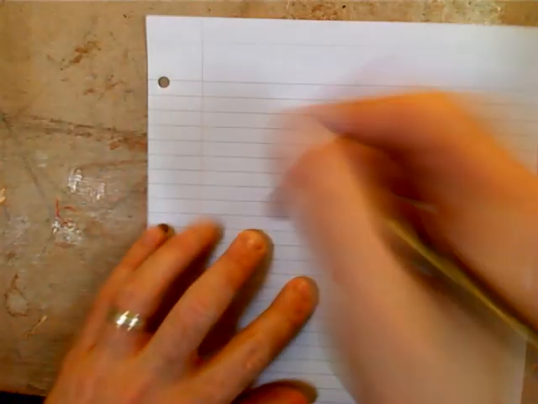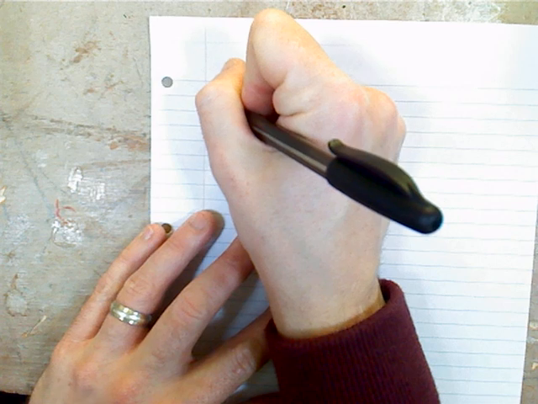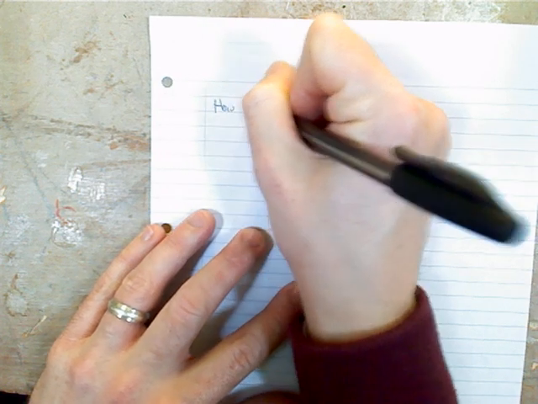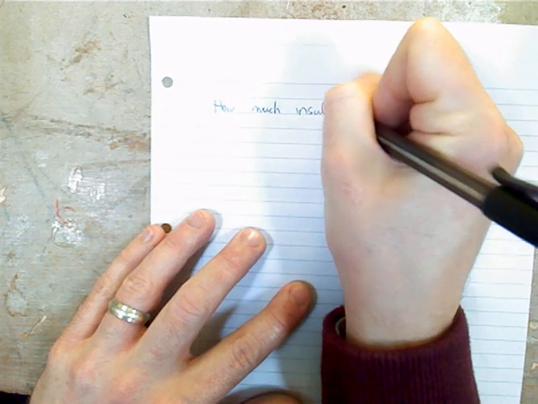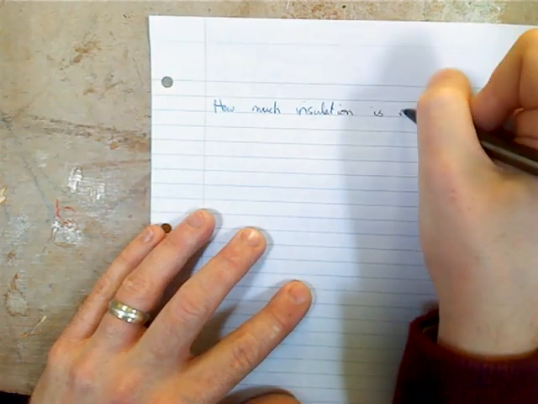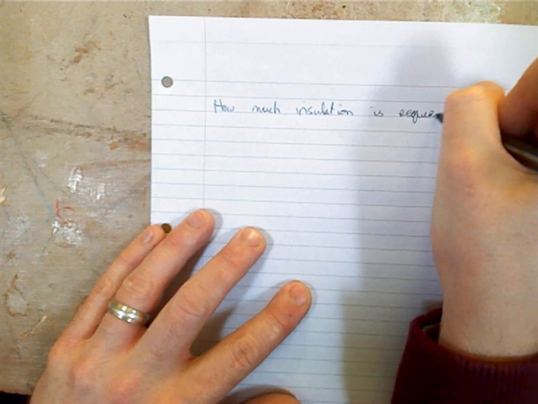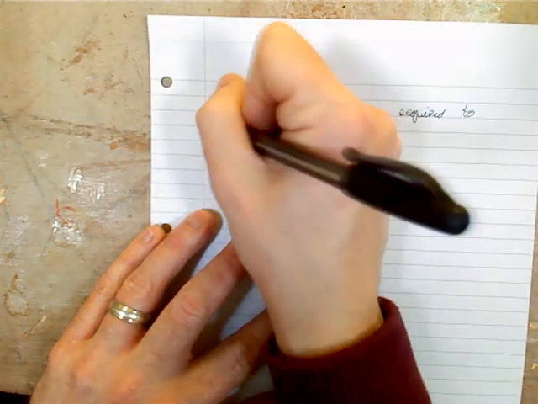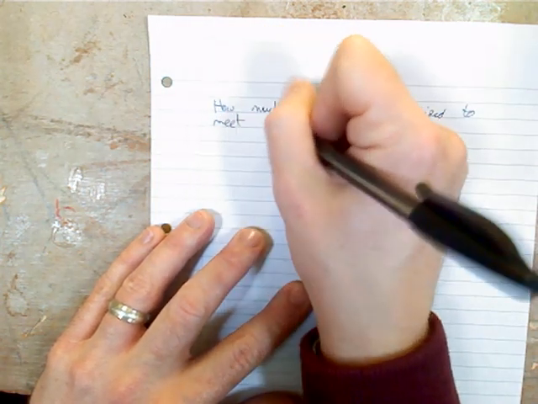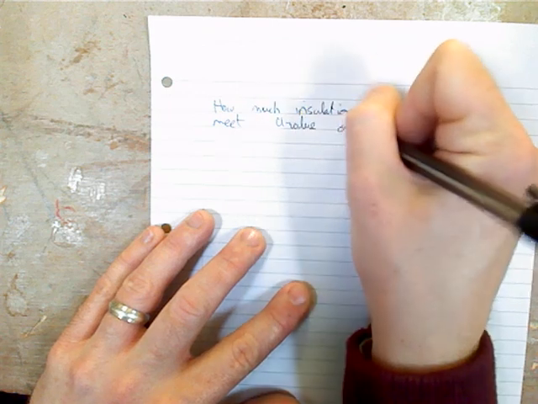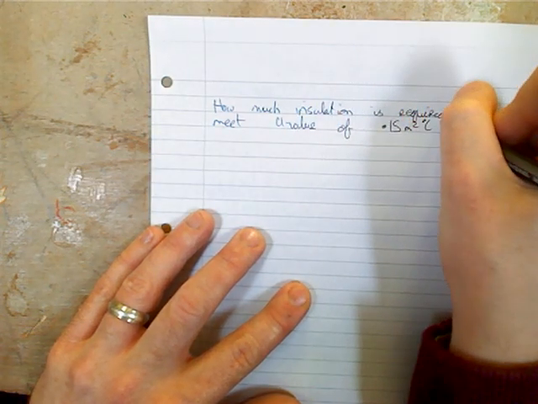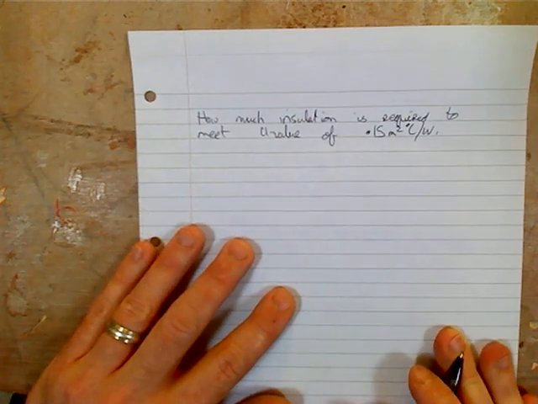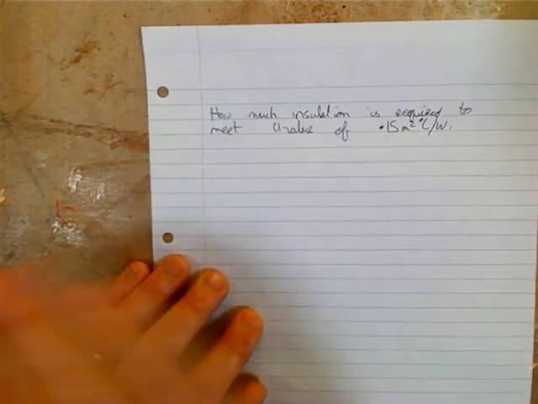So we get our next page and we'll say: how much insulation is required to meet U value of 0.15 meters squared degrees Celsius per watt. Okay? Do you understand that? So that's what I'm asking you to do.